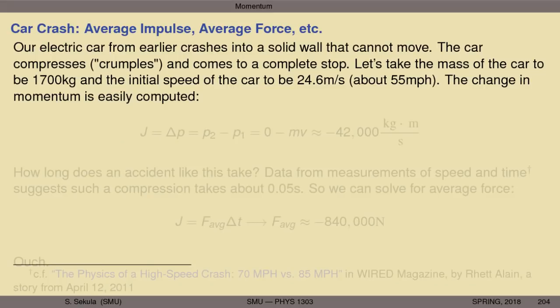So let's say that our electric car from earlier, moving at 55 miles an hour with a mass of 1,700 kilograms, accidentally crashes into a solid wall. The wall or the barrier that it strikes cannot move. It's firmly rooted to Earth and it can't move at all.